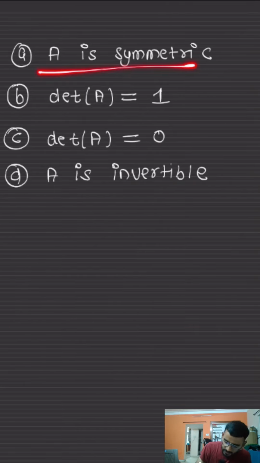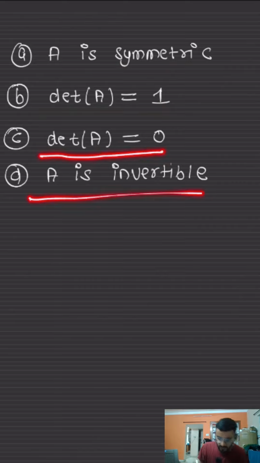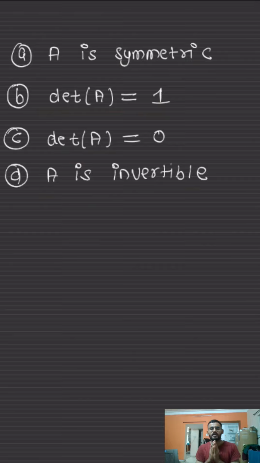A is symmetric, determinant of A is equal to 1, determinant of A is equal to 0, or A is irreducible. You can pause the video for some time and try to solve the question. Starting with the first statement, whether A is symmetric or not.